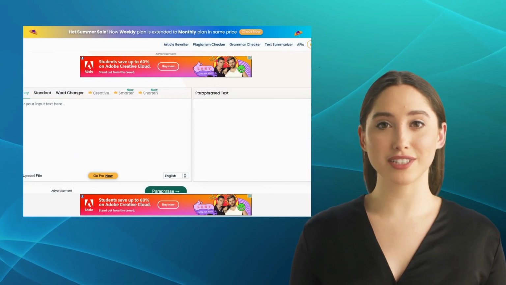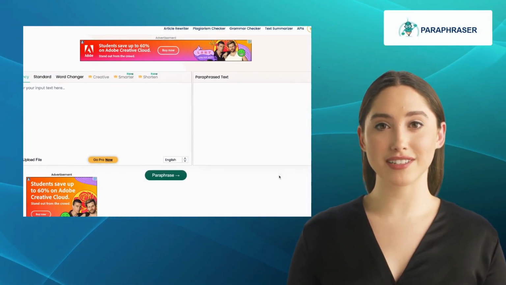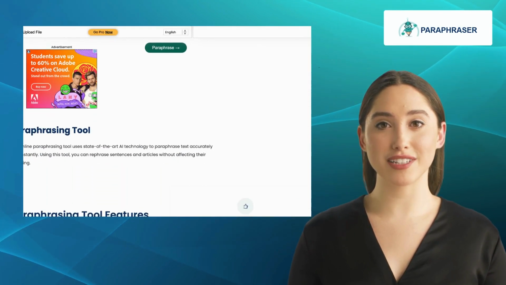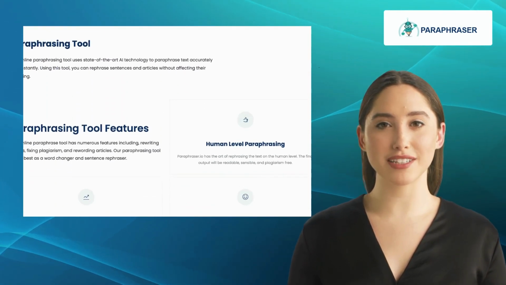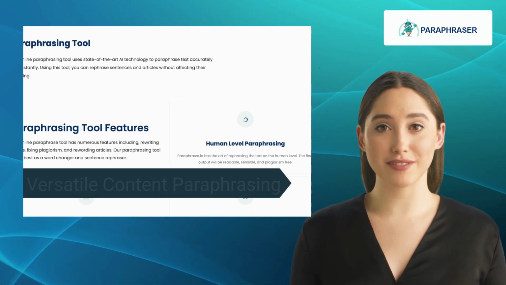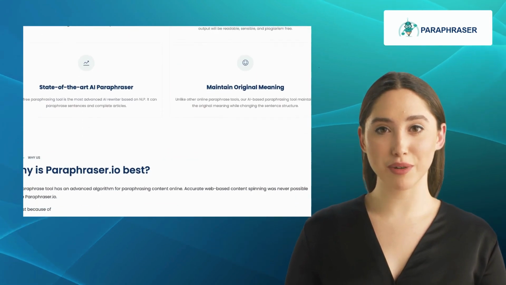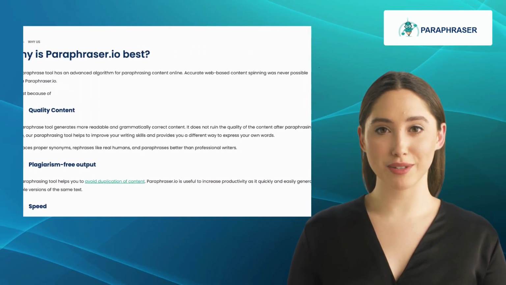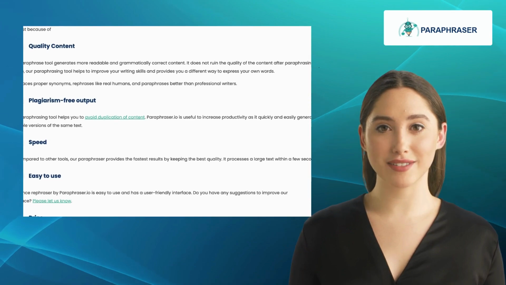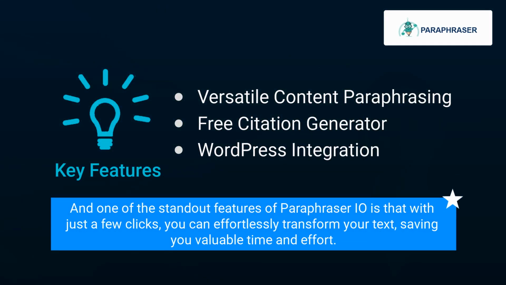Our second alternative is Paraphraser IO. As the name suggests, Paraphraser IO specializes in the art of paraphrasing and comes with 5 modes for paraphrasing content. It offers features like versatile content paraphrasing, free citation generator, and WordPress integration. This handy tool employs natural language processing techniques to rephrase your content while maintaining its original meaning. And one of the standout features of Paraphraser IO is that with just a few clicks, you can effortlessly transform your text, saving you valuable time and effort.